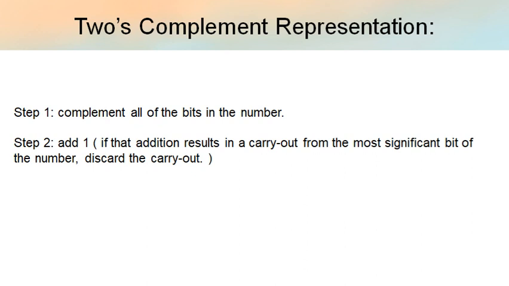If the addition results in a carryout from the most significant bit of the number, discard the carryout, because in binary addition 1 plus 1 is equal to 0 and carry 1. So sometimes there is a chance to get a carry 1 on the leftmost side. When this situation arises, we have to discard the carryout.